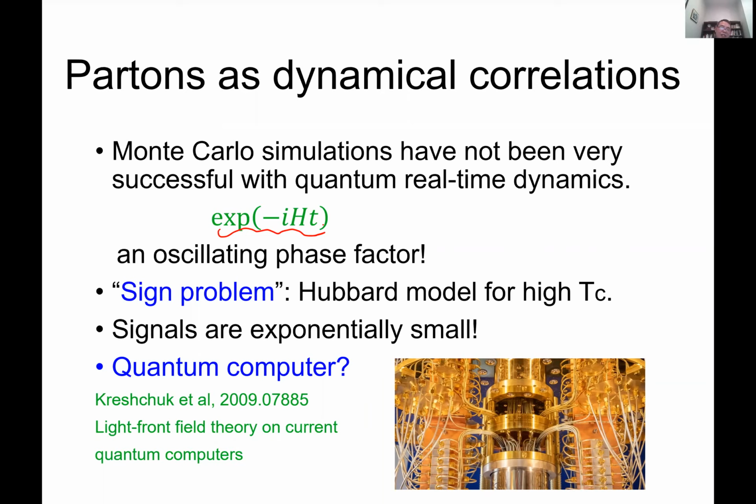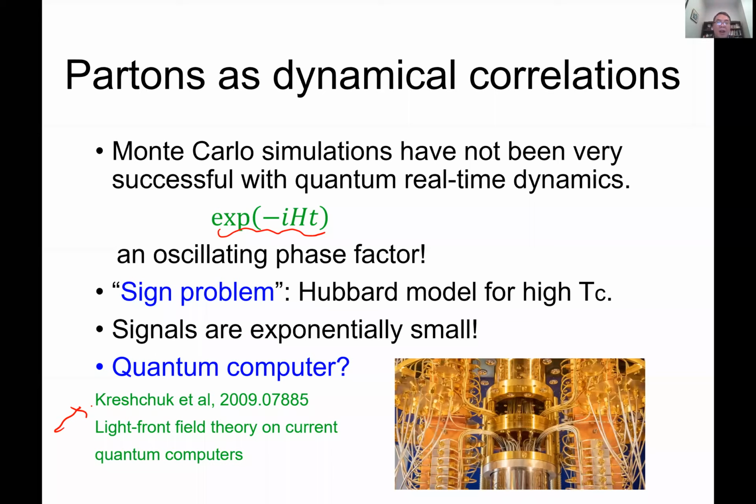However, the recent development of quantum computers raises the hope that people can solve this kind of real-time dynamics. In fact, I looked up a website and discovered a very new article by Kreshchuk et al. about light-front field theory on current quantum computers. In fact, he's giving a talk in Maryland this week, discussing how to calculate parton distributions using a quantum computer.